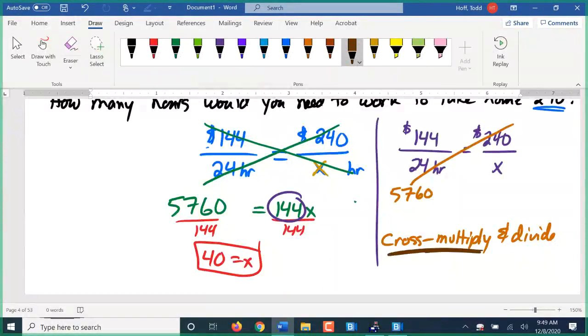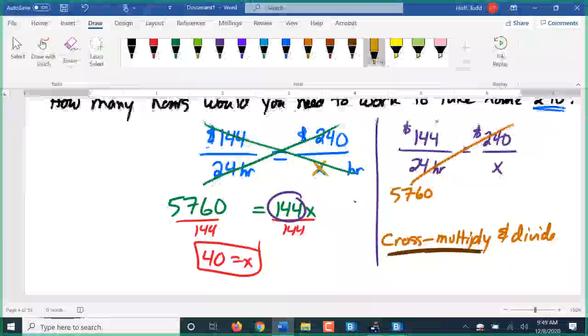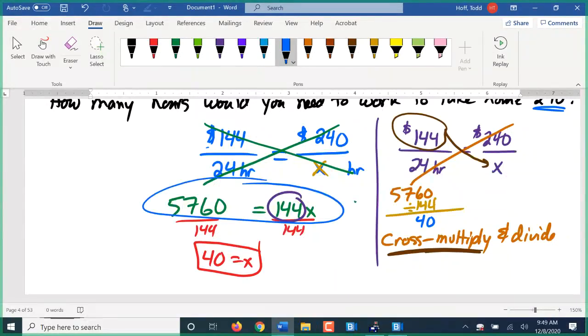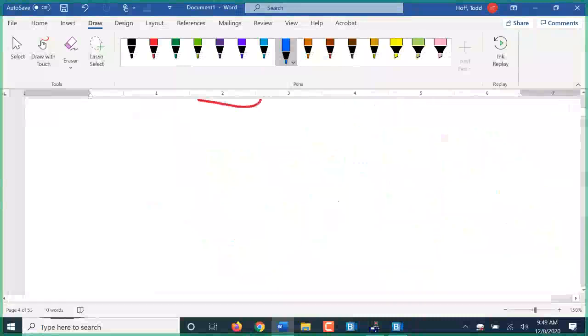The third number that is diagonal to the missing number, so in this case, that's the 144, is diagonal with the missing number. We divide by that one. So 5760 divided by 144 gives us 40. Now it's really not a lot less work. It just saves us from setting up the equation and then solving the equation. So it makes life go a little faster.